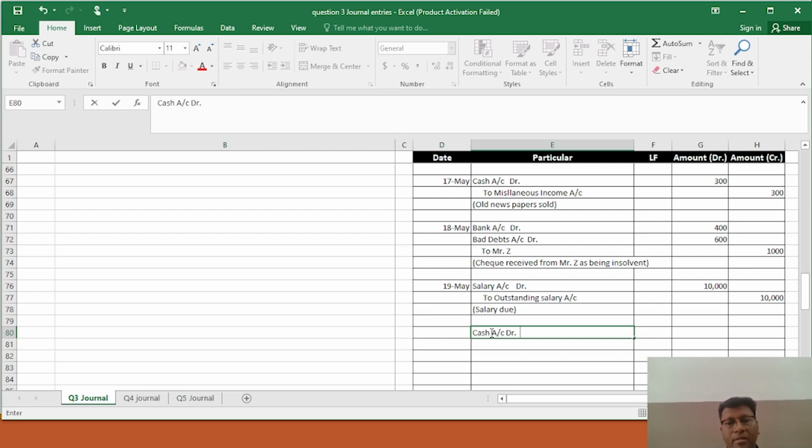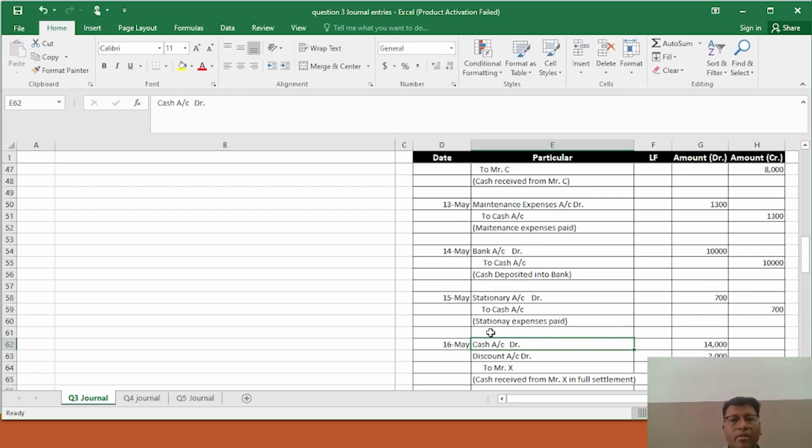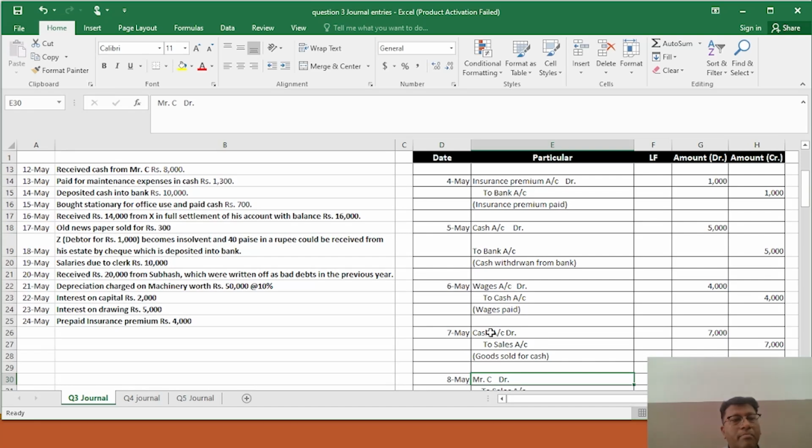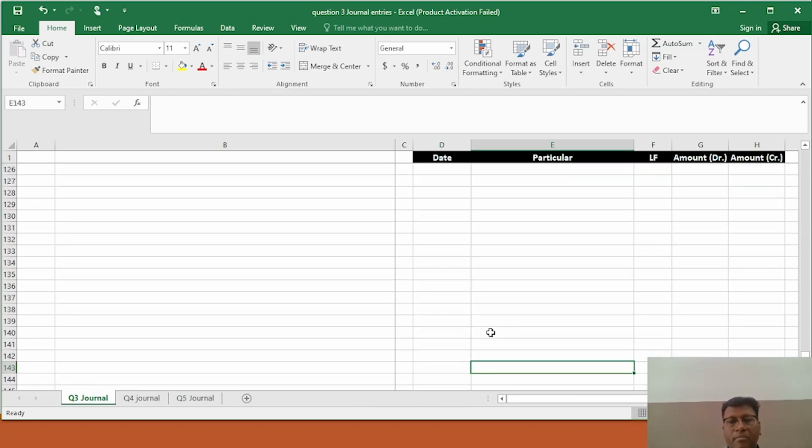debit 20,000. It was received from Subhash, but this was the case of bad debts recovered. So you can treat this as an income. So to bad debts recovered account. Okay, so this was the particular case. You see that on 20th May 20,000. Okay, on 20th May.